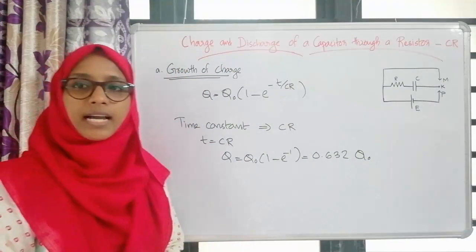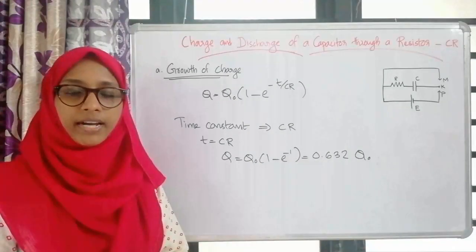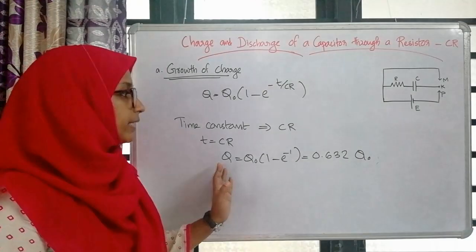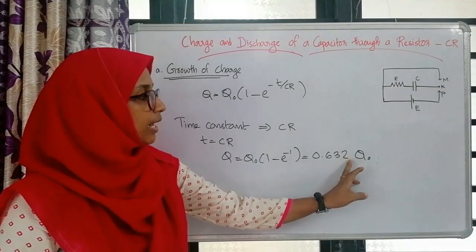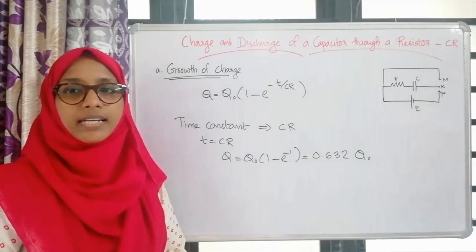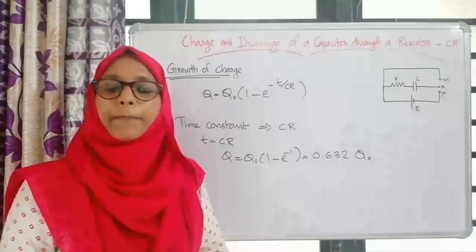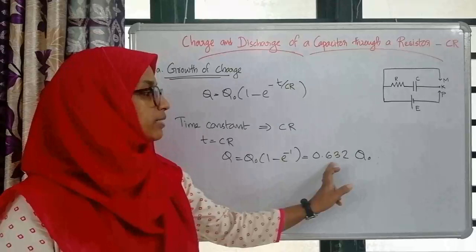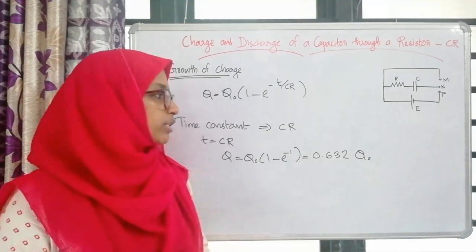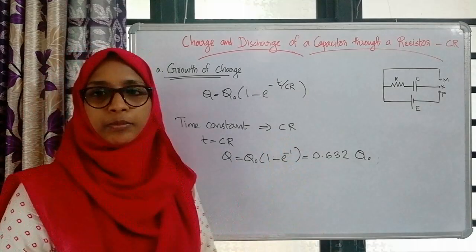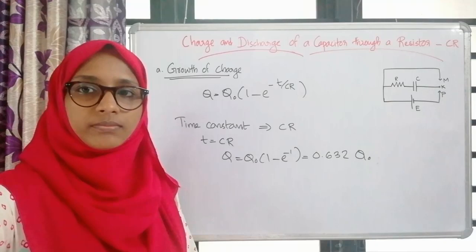That is, the time constant in a CR circuit is defined as the time taken by the circuit to attain 0.632 times the maximum charge in that circuit. The time constant represents the time taken by the capacitor to charge to 0.632 times the maximum value of the charge. It is also known as the capacitive time constant. CR is known as the capacitive time constant.